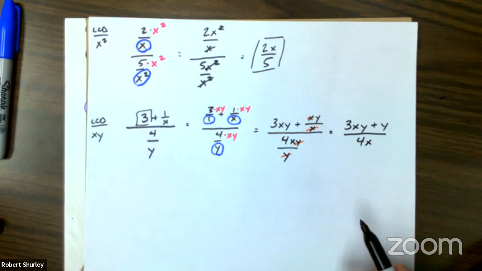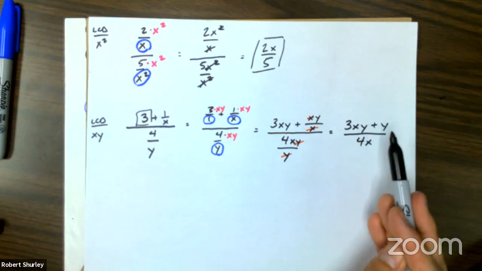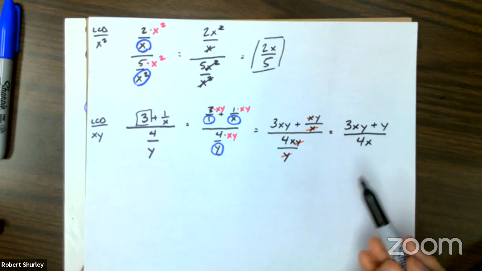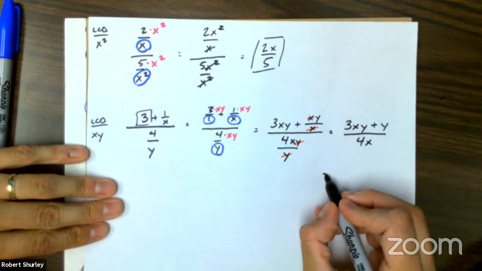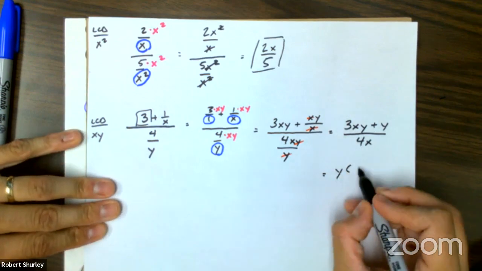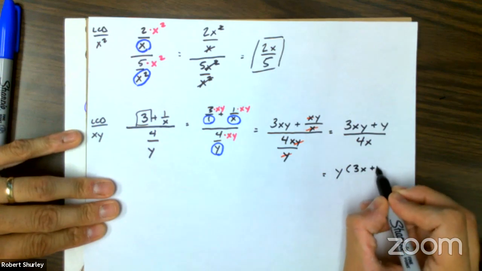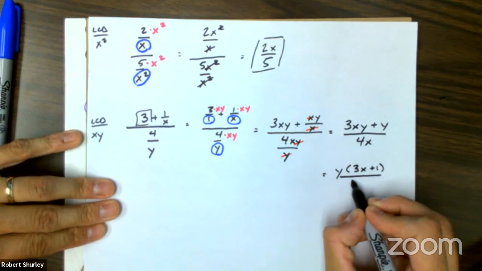And I know what you're thinking. You're thinking, hey, wait a minute, there's 2 y's up here. Can't we factor that out? You're more than welcome to factor that out. If we factored the y out, we'd be left with 3x plus 1 all over 4x.